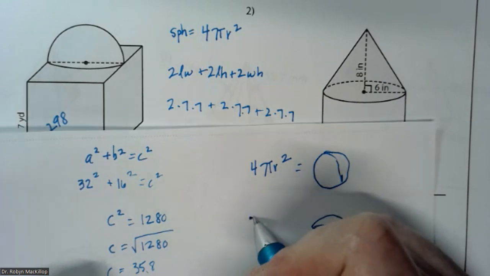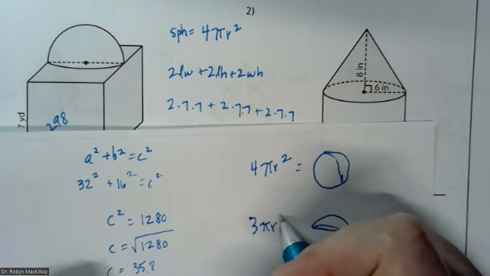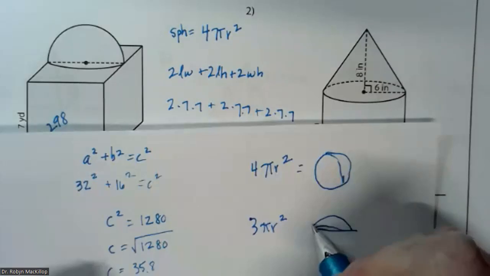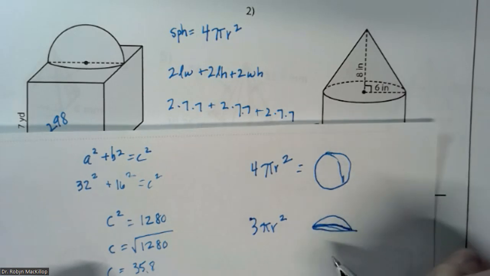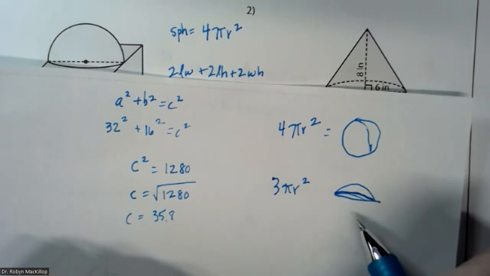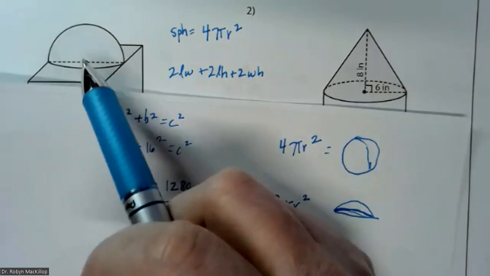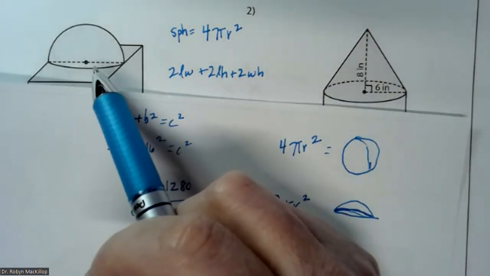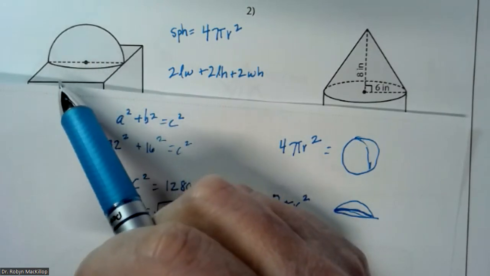I think it's 3 pi r squared. That includes the bottom as a solid. I'm a terrible drawer, sorry. So that would be half a ball, but with a solid bottom. And then for this one, we're not measuring anything below. We're just measuring the surface area.